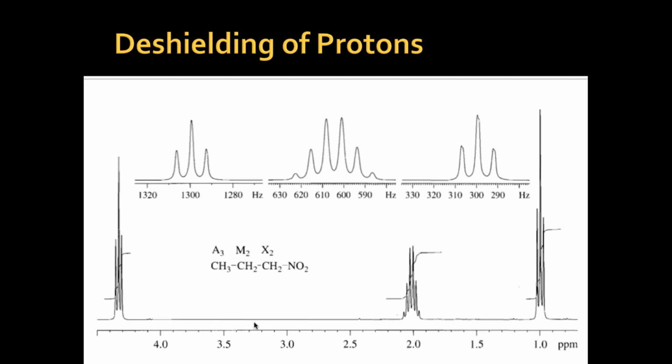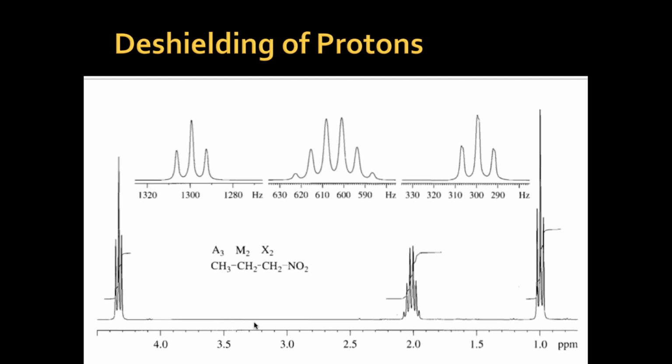I have 2 triplets, and I have a hextet, 1, 2, 3, 4, 5, 6. Where are the 2 triplets coming from? 2 triplets only means I have 2 CH2s. Those 2 CH2s are giving the triplet in my NMR spectrum. I have five hydrogens that are giving me the hextet.